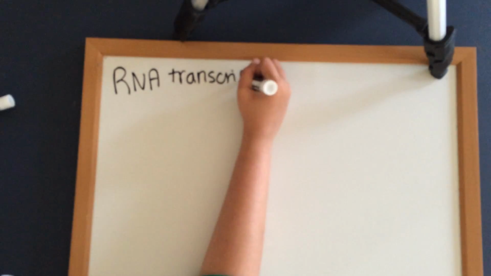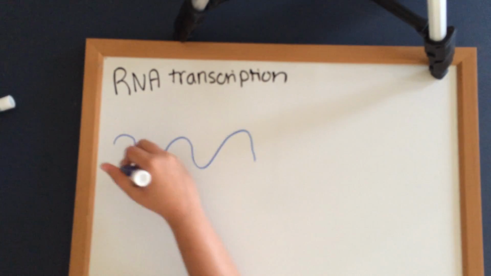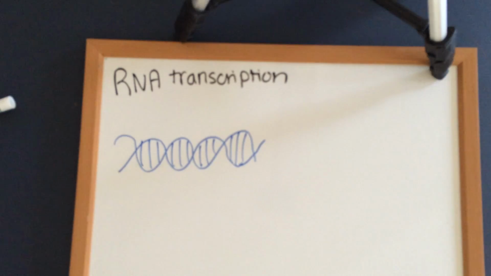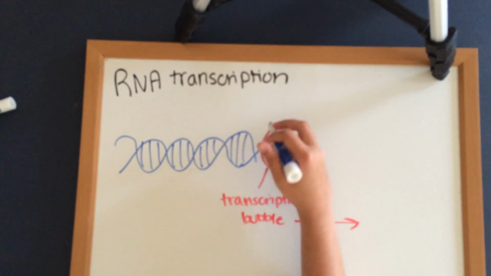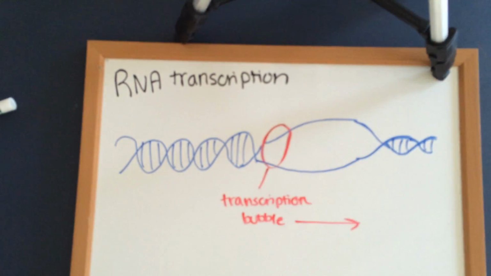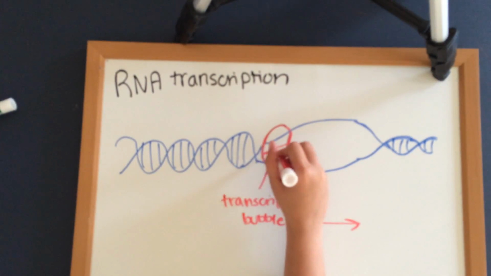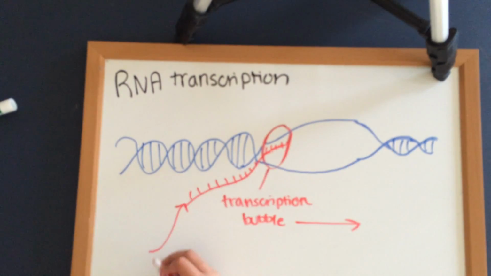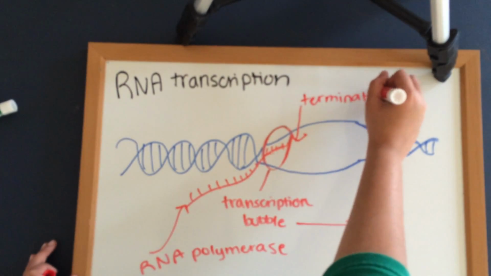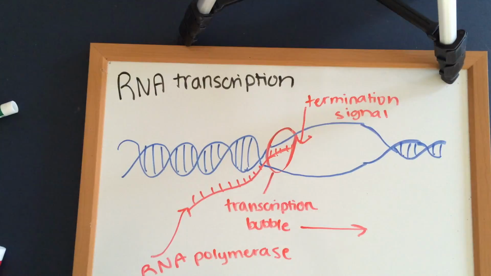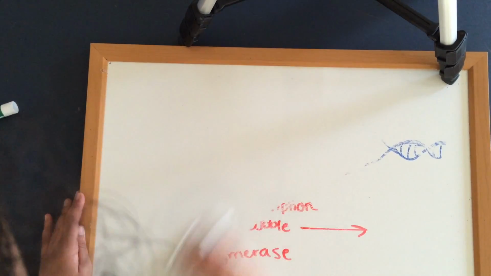Synthesis of RNA is simpler than replication. DNA is unwound to form a transcription bubble. RNA polymerase II forms mRNA by adding complementary RNA nucleotides to form an RNA strand. Once a termination signal is reached, the enzymes detach, the DNA is rewound, and the mRNA is released.